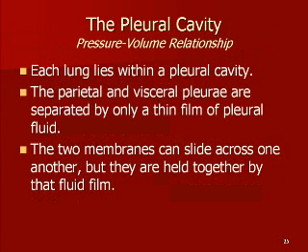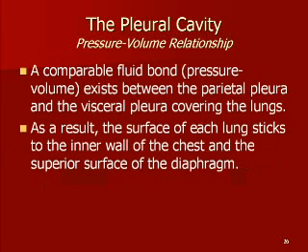Now, there's an important relationship with the pleural cavity, or the cavity that surrounds the tissue of the lung. Each lung lies within a pleural cavity. The parietal and visceral pleura are separated by only a thin film of pleural fluid. The two membranes can slide across one another, but they are held together by this thin fluid film. A comparable fluid bond exists between the parietal pleura and the visceral pleura covering the lungs.